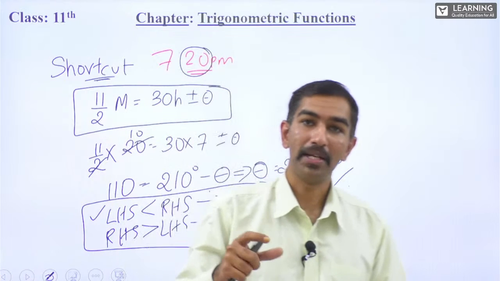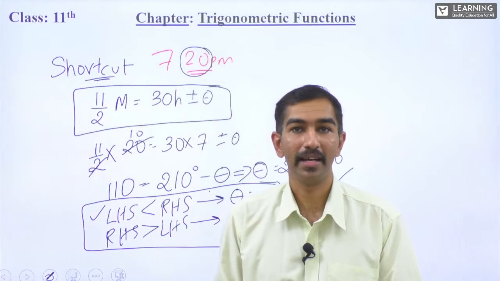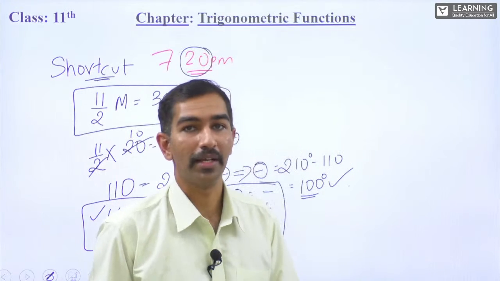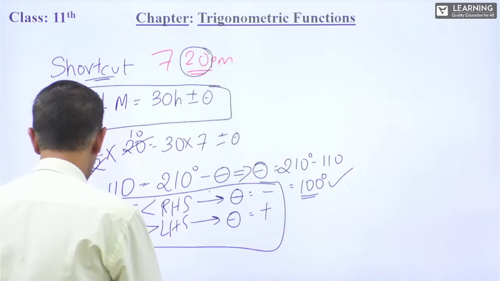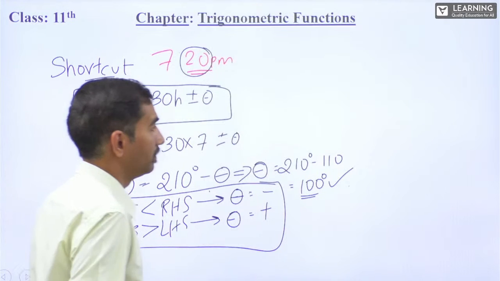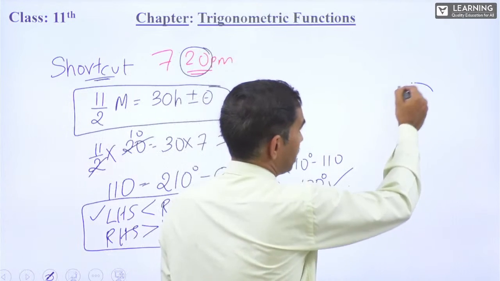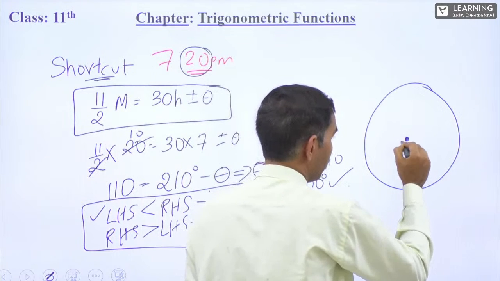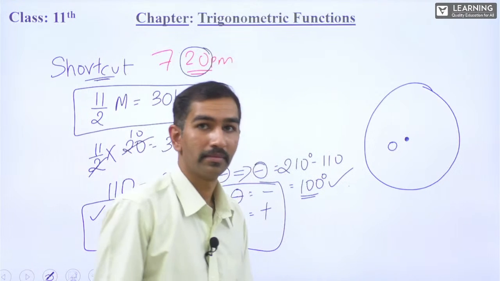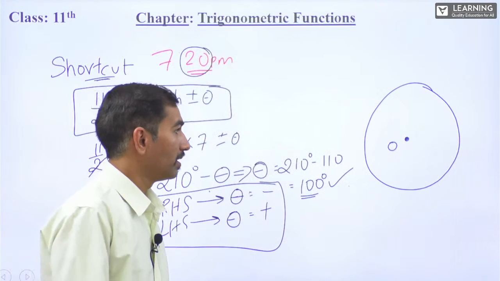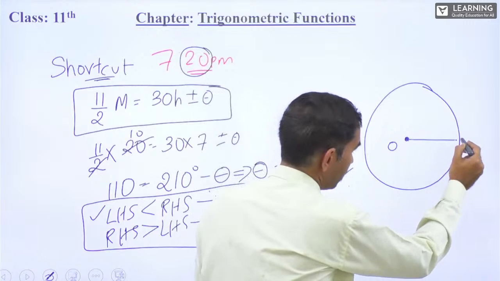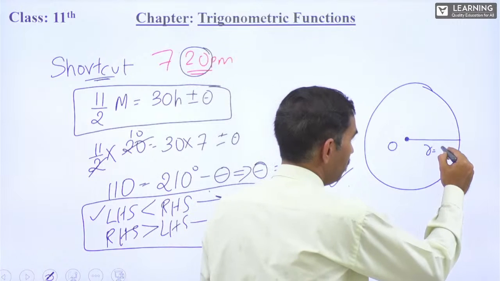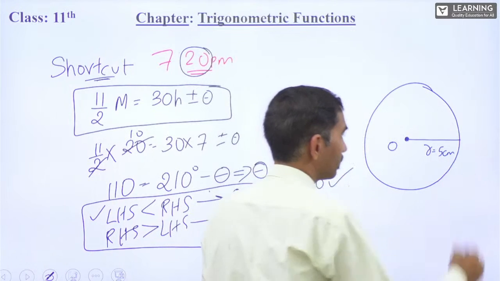Now let me explain to you the last thing, which is called a radian. What is a radian? How is a radian formed? Very simple, students. So we'll change the color first. Let us take a circle with the center. We'll call it O. This is the center, right? So this will become radius R. Let us assume that R is equal to 5 centimeters.